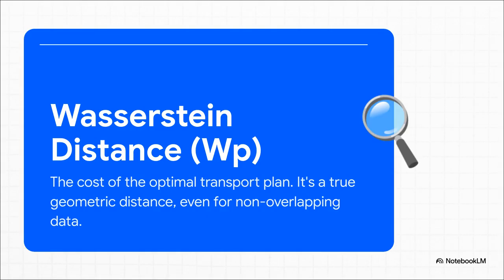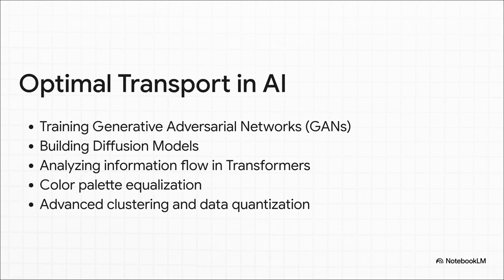It's not just a number, it's a true, meaningful geometric distance. That cost of moving the dirt we talked about, that's what we call the Wasserstein distance. And it's so powerful because, unlike a lot of other ways of comparing things, it gets the geometry. It inherently understands that moving a pixel just a little bit is a much smaller error than yeeting it all the way across the image. So this one concept has just exploded, leading to breakthroughs all over the place in AI.